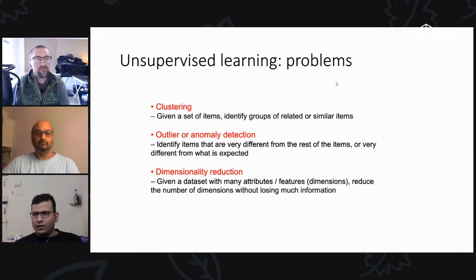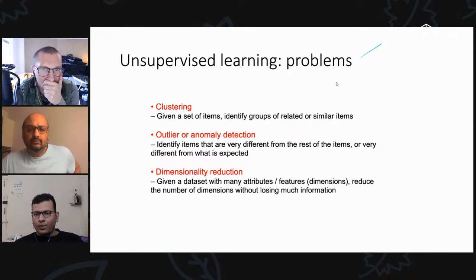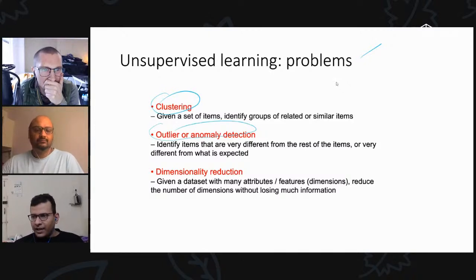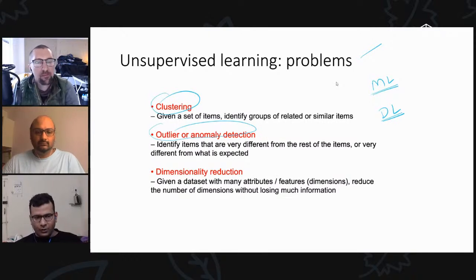But let's not skip some essential stuff. Let's go through everything deeply. So even in unsupervised learning, problems like clustering and anomaly detection, we can solve either by a machine learning approach or a deep learning approach. So this is one important clarification for everyone to understand.